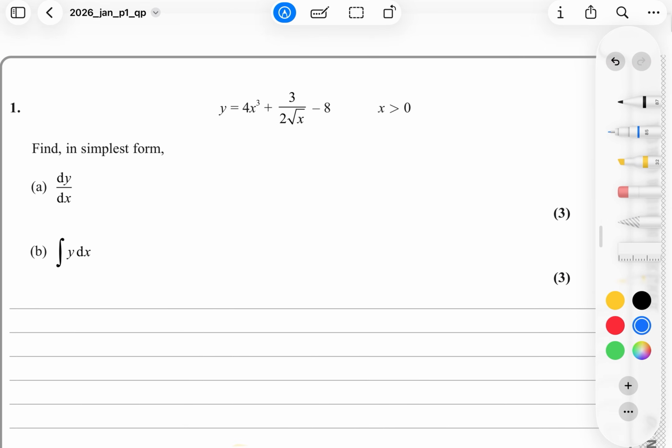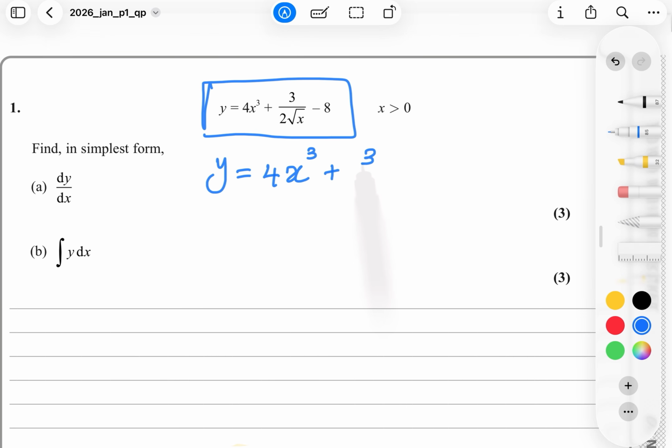Since we have a y function here, let's simplify this further so that it will be easy for differentiation and integration. So we can see y equals 4x to the power 3 plus 3 over 2, and this is going to be root x. So we know root x is x to the power half. Because of that, we can write it here. This is x to the power half minus 8.